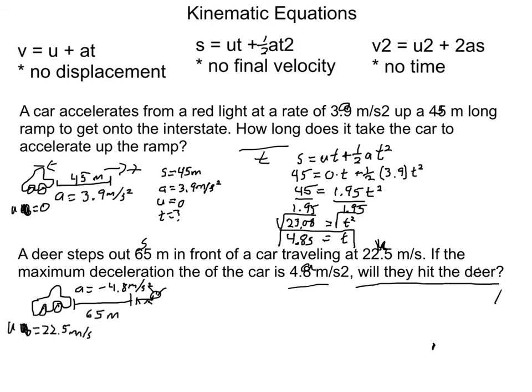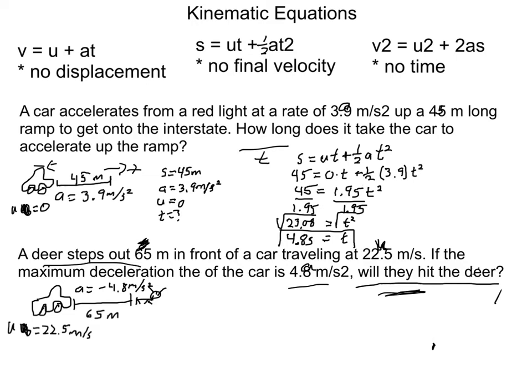Now, this right here says comparison problem. Whenever it's a question of will this occur, you want to solve for a variable and then compare it to something. So I'm actually not going to use the 65 meters as my S. Instead, I know the deer is 65 meters in front of the car, and I want to compare. This is a comparison problem. So if I solve for S, then I can compare it against how far the deer is in front of the car, 65 meters.